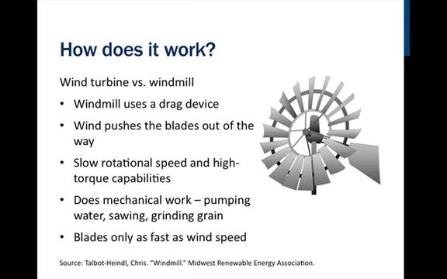Oftentimes, people mistakenly call a wind turbine a windmill, or suggest that they want to install a windmill to capture electricity. These two systems are completely different technologies, and the difference is in the airfoil. Most people are familiar with windmills. A windmill uses a drag device, which is literally where the wind pushes the blades out of the way, creating a slow rotation speed and high torque. Torque can be used to do mechanical work, such as pumping water, sawing wood, or grinding grain. But drag devices, like windmills, can only move as fast as the wind's speed, which means that it does not have the ability to make meaningful electricity.